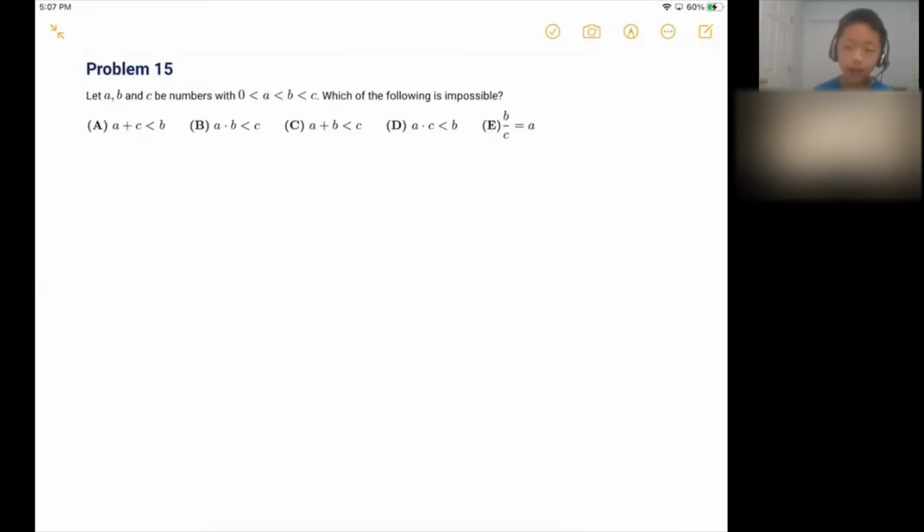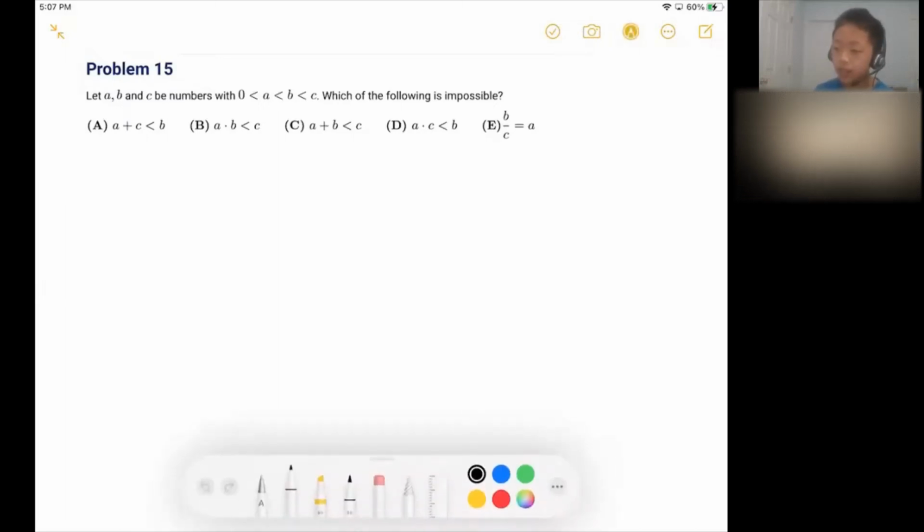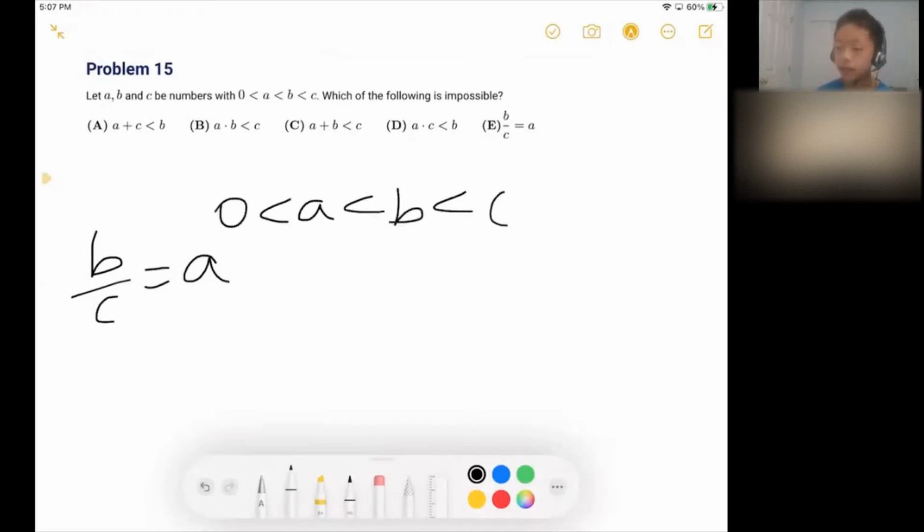A very common strategy for these kinds of questions is we can eliminate the answer choices one by one. So let's start with choice E. Choice E says B over C equals A. We know 0 is less than A, less than B, less than C. We're given this in the problem. Is it possible for B over C to be equal to A? Clearly it is possible.